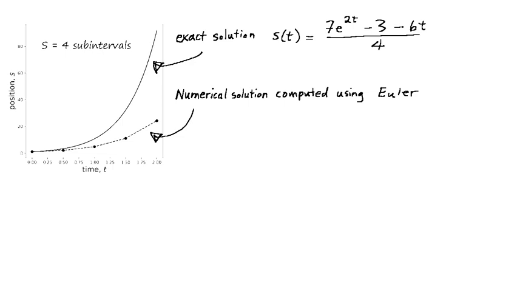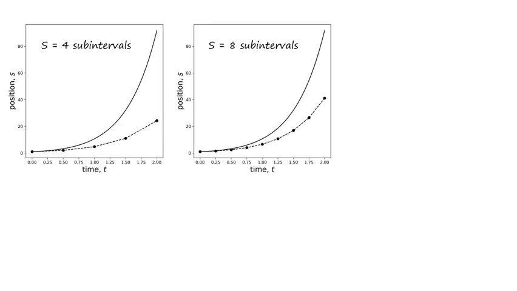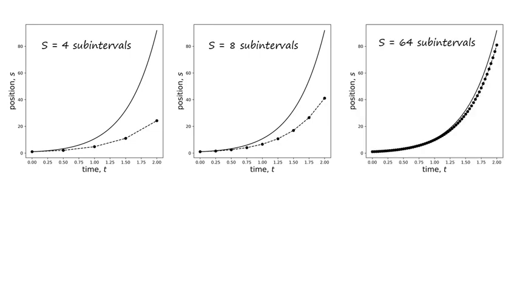Thinking back to our experience with Riemann sums, it seems reasonable to suggest that dividing the interval into a greater number of subintervals could improve our situation. The suggestion, it turns out, is a good one. We see that the approximation is better when we have capital S equal to 8 subintervals of width h equal to 0.25. And it's substantially better with capital S equal to 64 subintervals. But even here, we still see the effects of compounding error dragging us down.